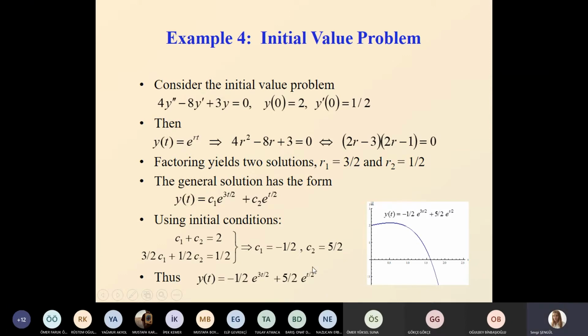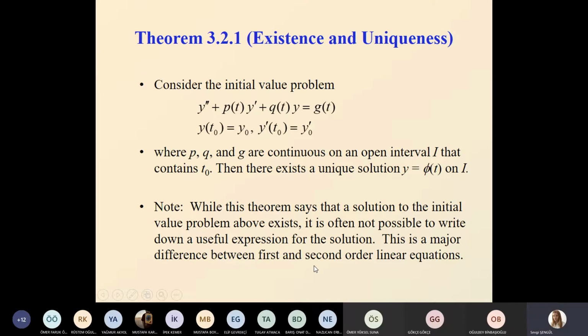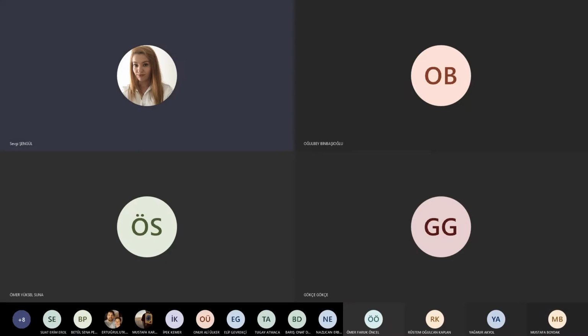Any question? Did you understand, if you have two different roots, how we are solving it? No question. Okay.